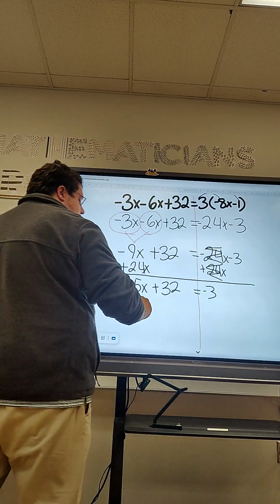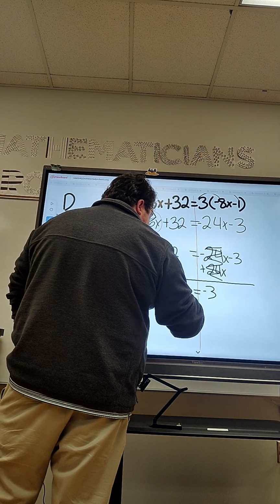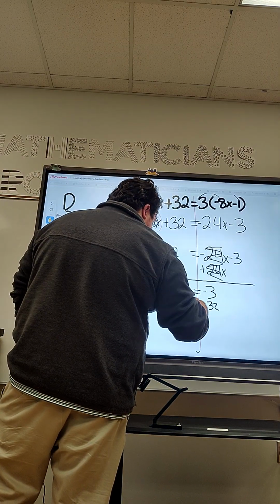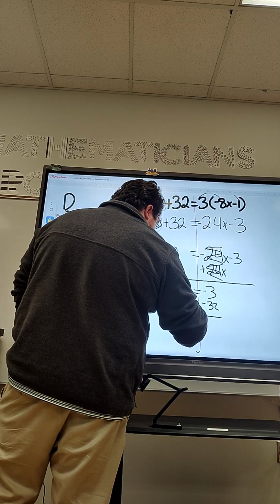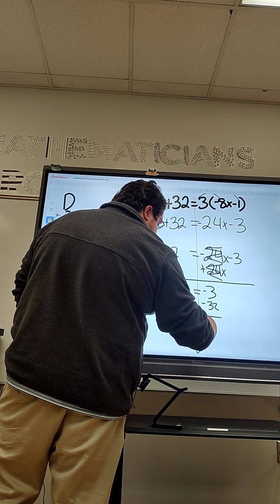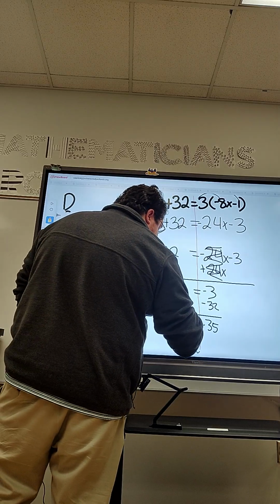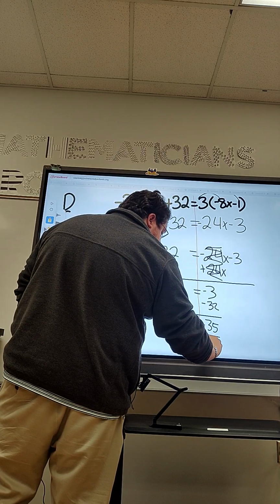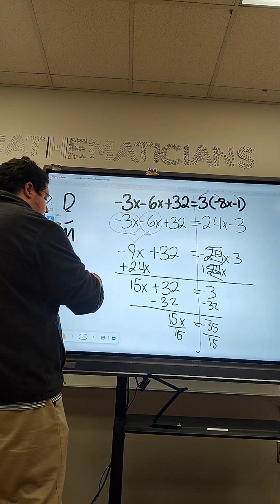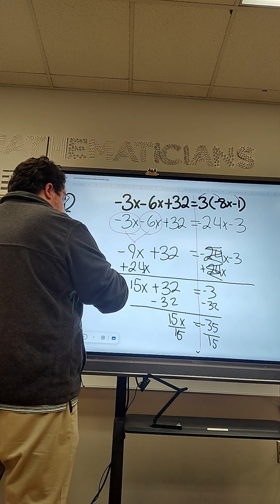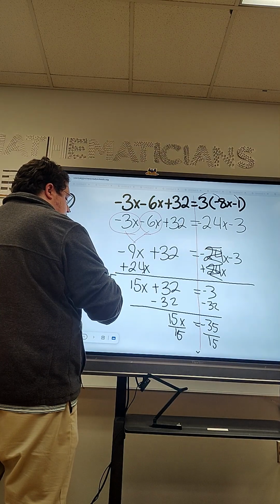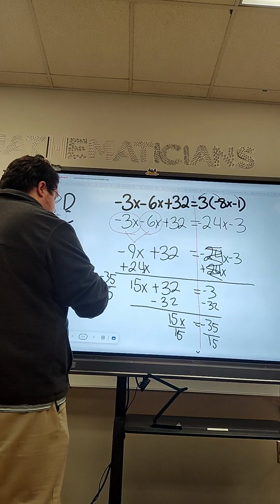Last two steps, I'm going to subtract 32 from both sides, which gives me 15x equals -35. And then we divide by 15, giving me that x equals -35 over 15.